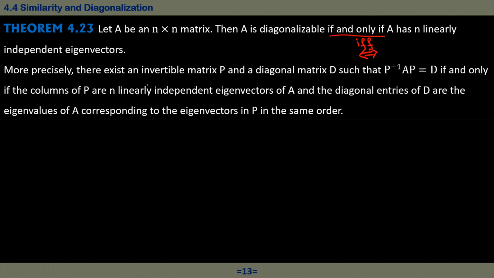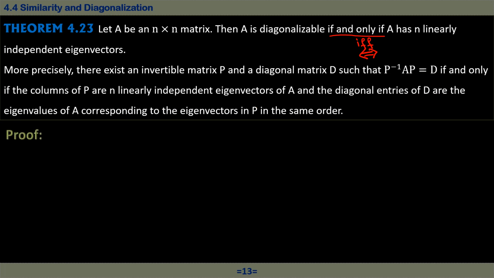More precisely, there exists an invertible matrix P and a diagonal matrix D such that P inverse times A times P equals D. That's from the definition of a diagonalizable matrix. If and only if the columns of P are n linearly independent eigenvectors of A, and the diagonal entries of D are the eigenvalues of A corresponding to the eigenvectors in P in the same order.